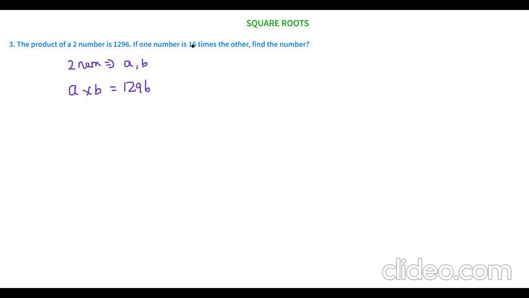If one number is 16 times the other, so A equals 16 times B and B equals B. I'll keep A as 16B. You can take it in either way. You can keep A as A and take B as 16 times A. Any way you can do it. So I have taken A as 16 times B and B as B itself. So now since we know the value of A is 16B and B is B, let's substitute here.